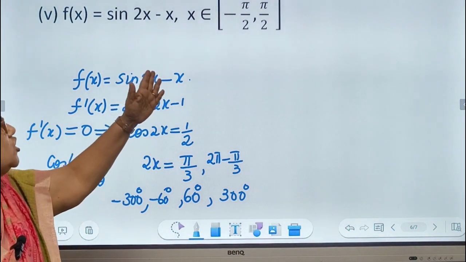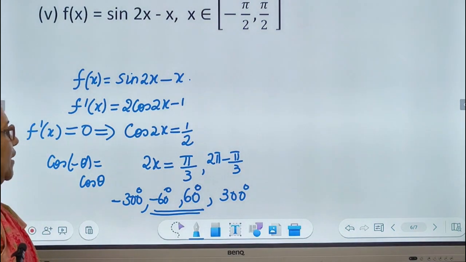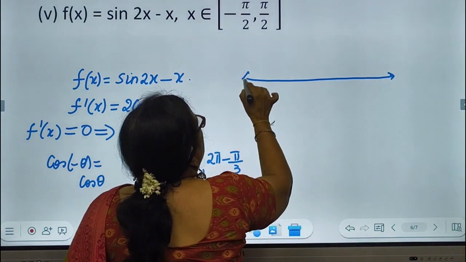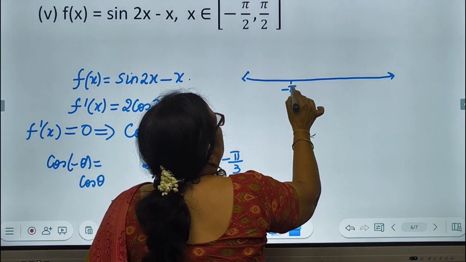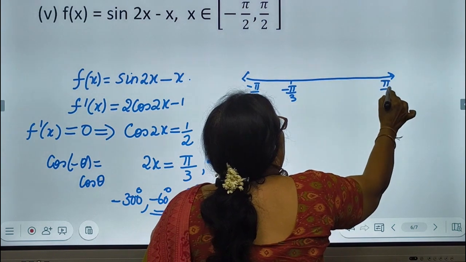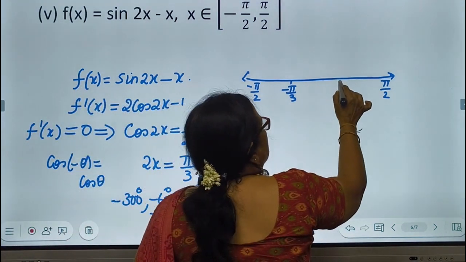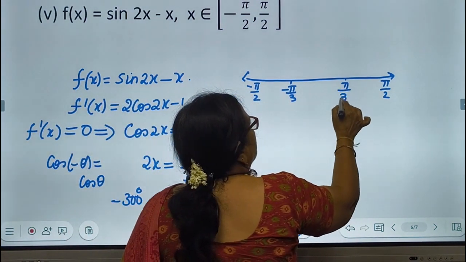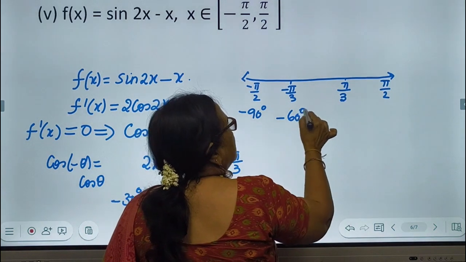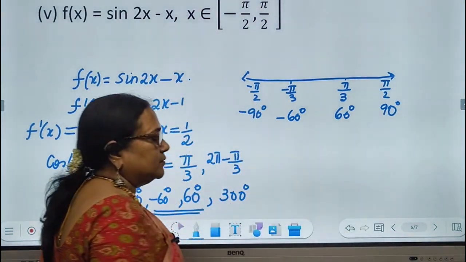But we have to restrict ourselves to minus pi by 2 to pi by 2. So I need to consider only minus pi by 3 and pi by 3. So look at the real line. I am having minus pi by 2 to pi by 2. I want to look at minus pi by 3 and plus pi by 3. This is minus 90 degrees. This is minus 60 degrees. This is 60 degrees. And this is 90 degrees.